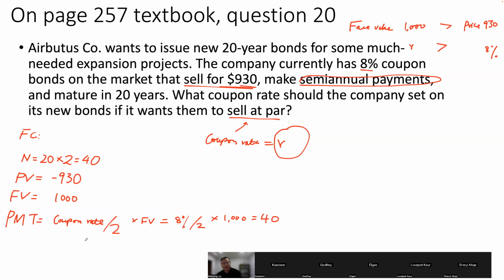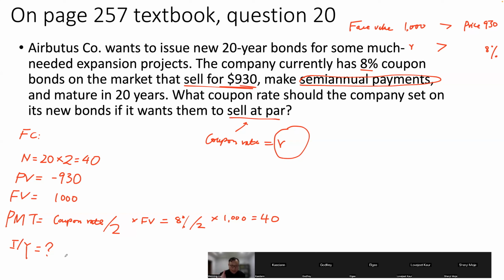Very good. And so I want to figure out what is the semi-annual interest rate, I/Y. So this is the question mark. So now let's use our financial calculator. Let's crunch all these numbers into this. So I put 40 assigned to N, negative 930 assigned to present value, 1,000 assigned to future value, and the payment 40 assigned to payment.